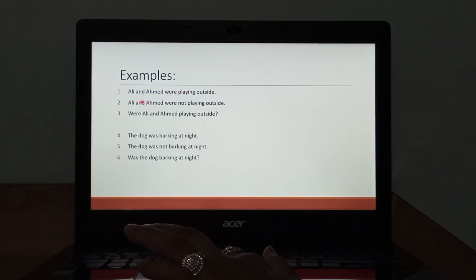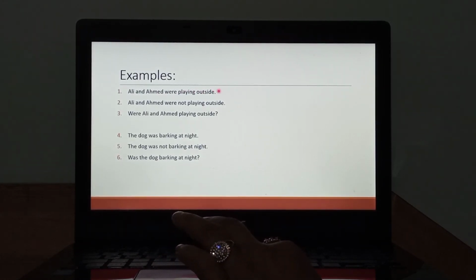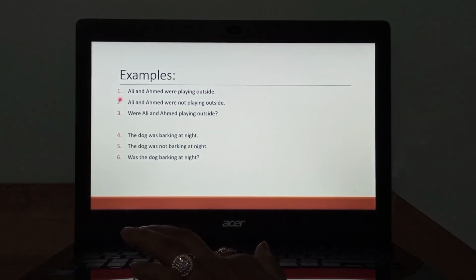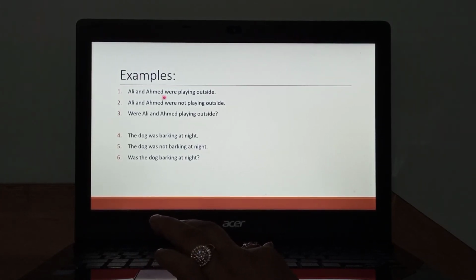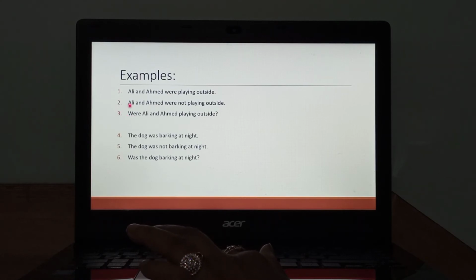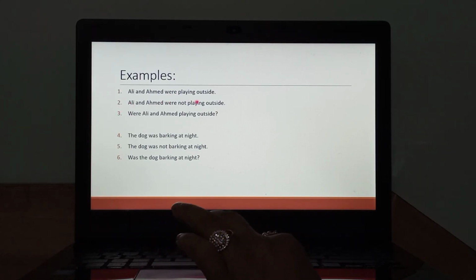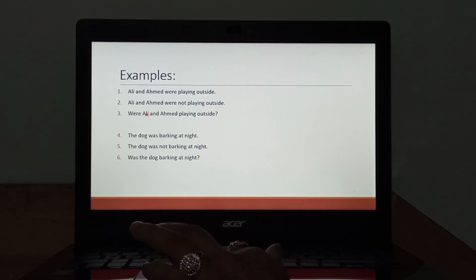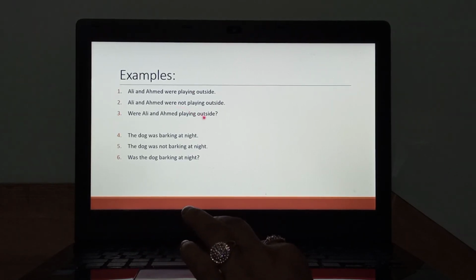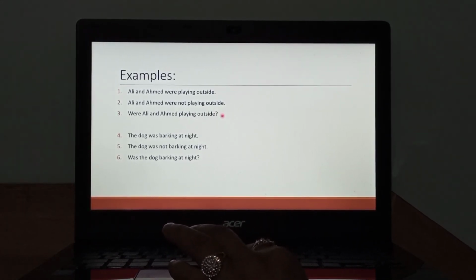Number one example. Ali and Ahmed were playing outside. Because there is more than one noun, that's why we use here were. In the next example, Ali and Ahmed were not playing outside. This sentence shows it is negative. Were Ali and Ahmed playing outside? We will put at the end of sentence sign of interrogation because this is interrogative sentence.